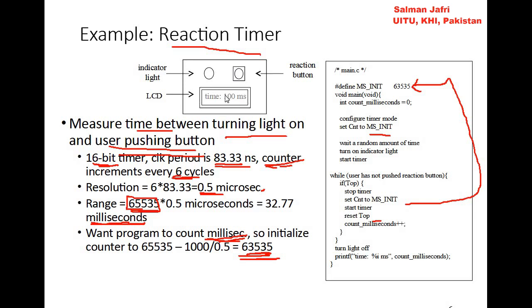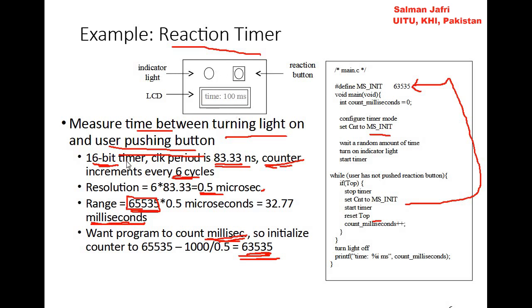And this time is basically the delay between the indicator light showing and your response. So in the Air Force, the pilots should have this value minimum. This is the reaction time, okay? So we can measure the time between turning the light on and the user pressing the button. This is basically the idea, isn't it? We turn on the indicator light at a random amount of time, and after that we time till the user has pressed the button, and this would give us the reaction time.